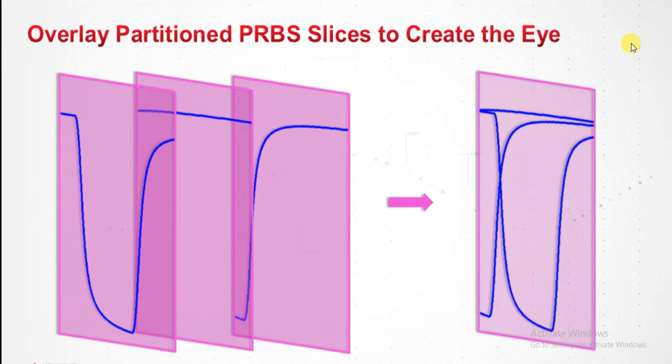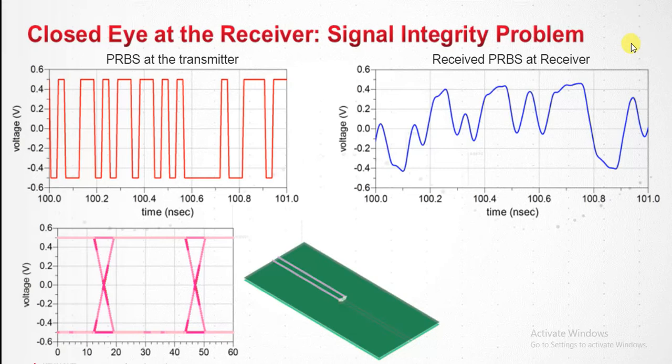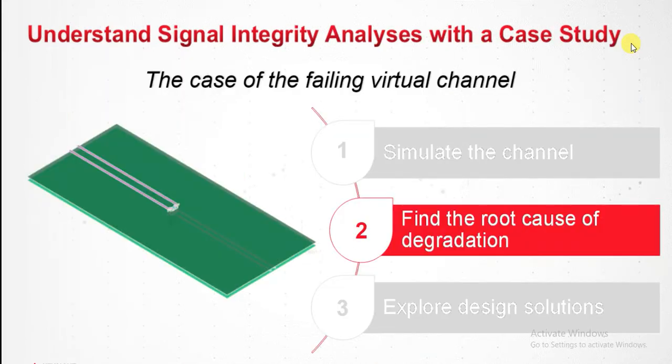Now, what have we discussed so far? So far, we have a closed eye at the receiver. After using PRBS at the transmitter, we have an open eye, and going through the channel, the eye is closed. So that leads us to the second step of the three-step process. We need to find the root cause of the degradation. And to do so, we'll use S parameters.